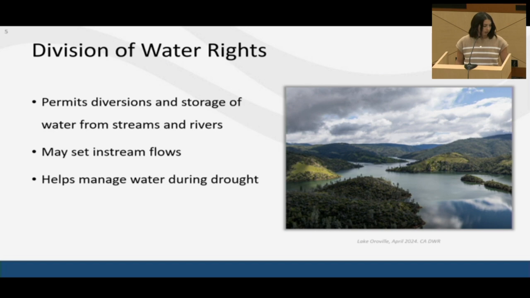Our program is within the State Water Board in the Division of Water Rights. The Division of Water Rights is the body that issues water right permits and licenses for surface water appropriations. The division does not administer water rights for groundwater extractions or certain surface water diversions that we'll discuss in a minute. And additionally, the division works to set in-stream flow requirements and help manage water during times of shortage.